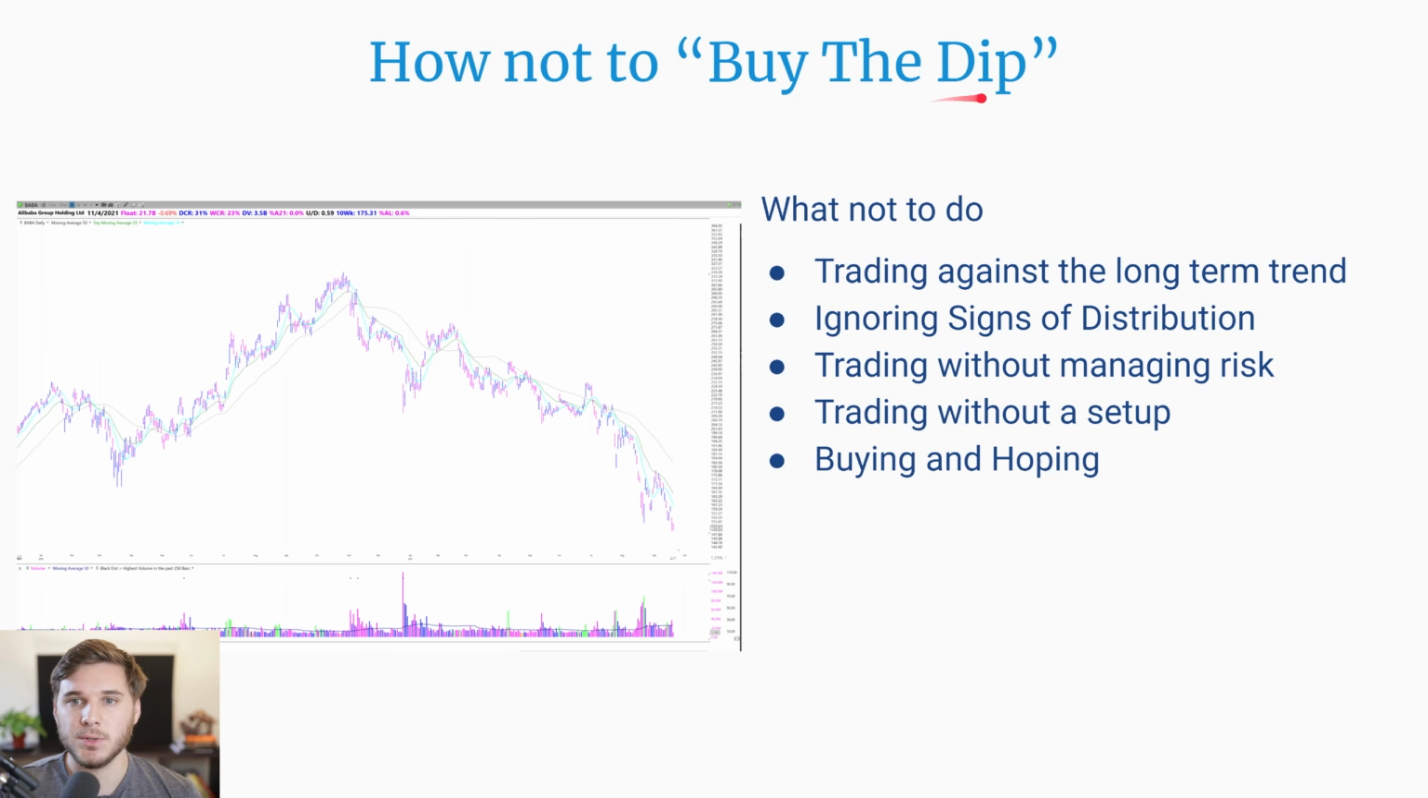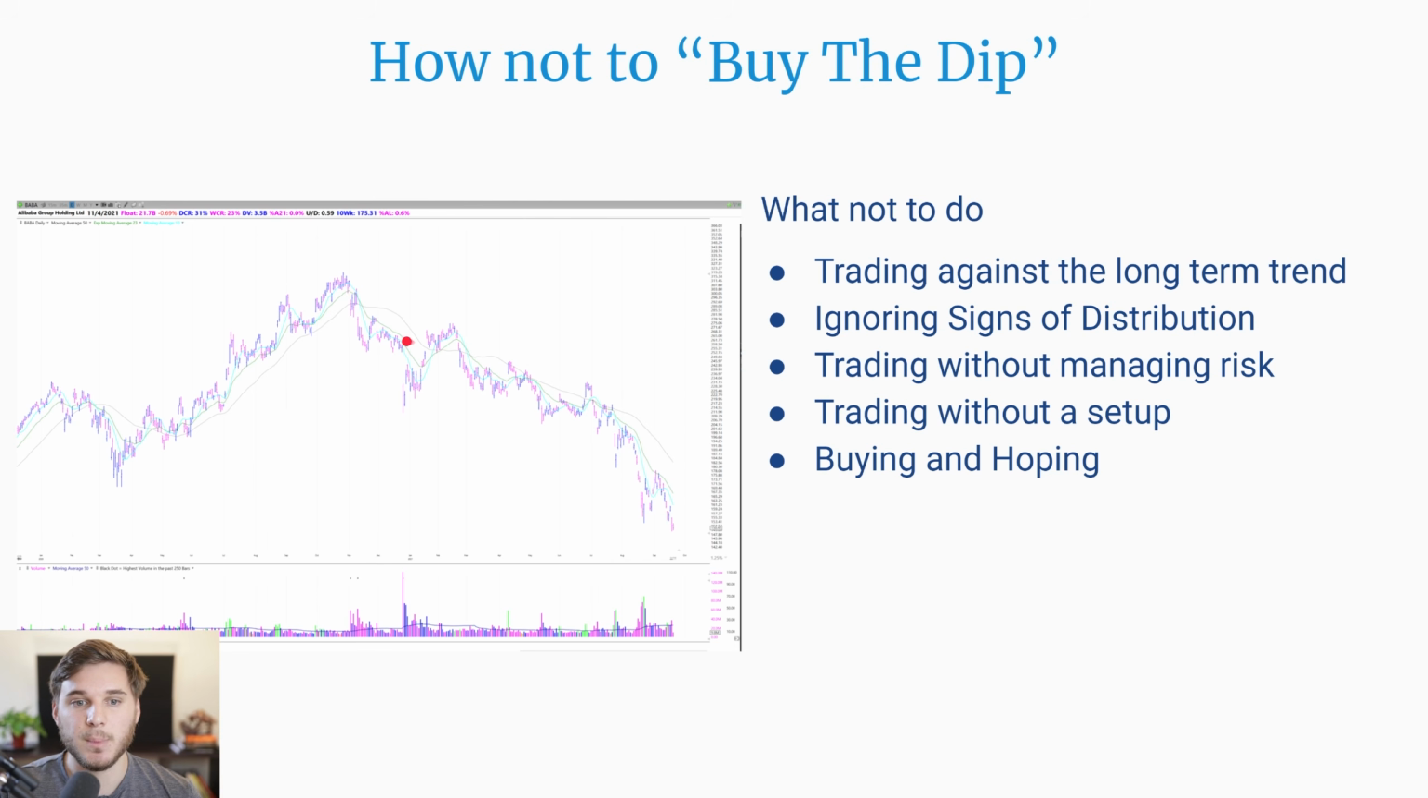Before we move on to some guidelines for buying pullbacks, I want to mention how not to buy the dip. Really, this is so important. You do not want to trade against the long-term trend. If the stock is below a declining 200-day moving average, the probabilities are stacked against you, and net that stock is not under accumulation by institutions. You also don't want to ignore signs of distribution. For instance, here we've got a chart of BABA. We had some downside reversals near the top here, some large gap downs on high volume here and here, and just a bunch of warning signs before this longer term downtrend.